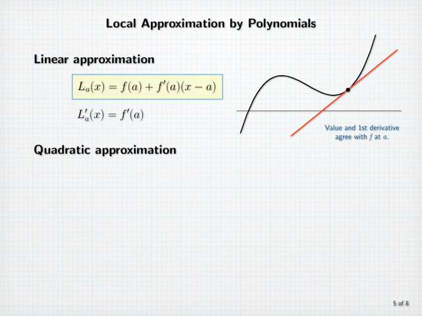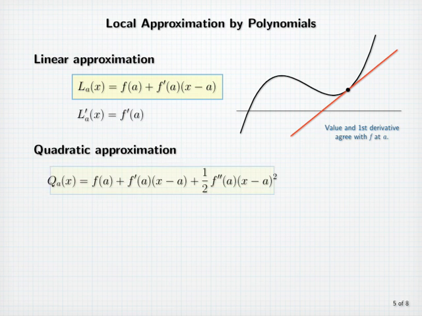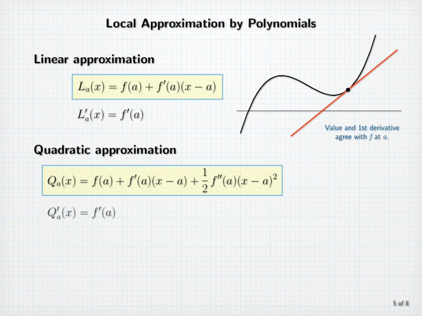Now, quadratic approximation. We define q sub a of x to be f of a plus f prime of a times x minus a, which is just the linear approximation at a, plus a quadratic term 1/2 f double prime of a times x minus a squared. Now let's look at the derivatives of this function.